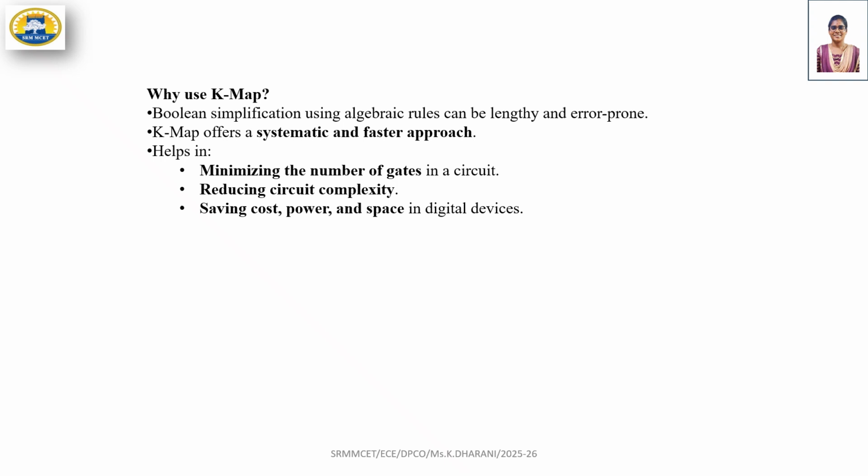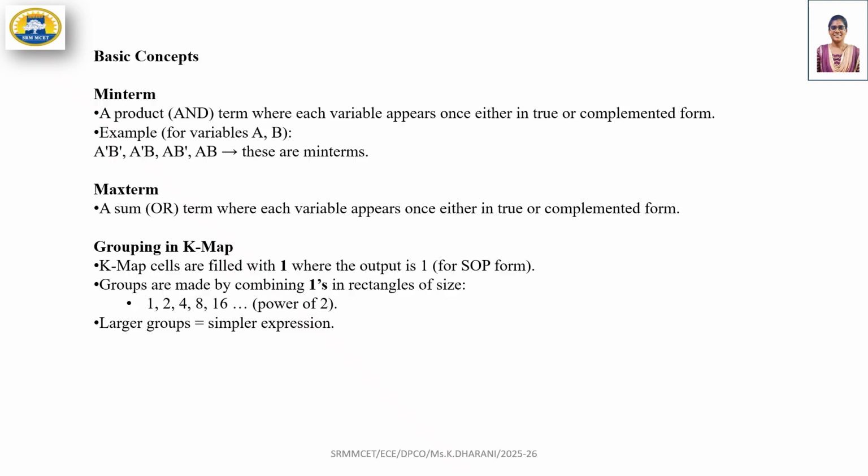Let us know about how the basic concepts work here. The basic concepts here are minterm, maxterm and grouping in K-map. How does the minterm work? It is a product or AND term where each variable appears exactly once, either in normal or complemented form. For example, for A and B, the output would be A bar and B bar, A bar and B, A and B bar, and A and B.